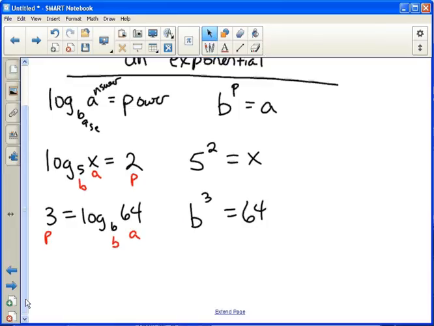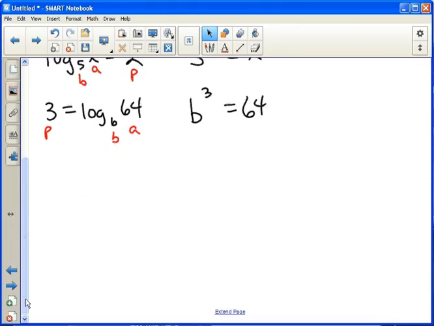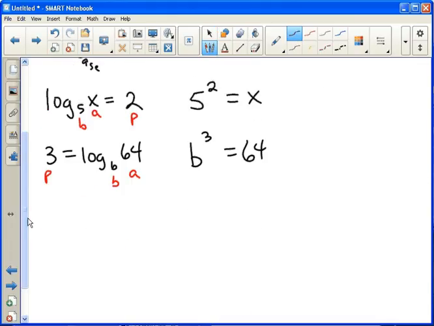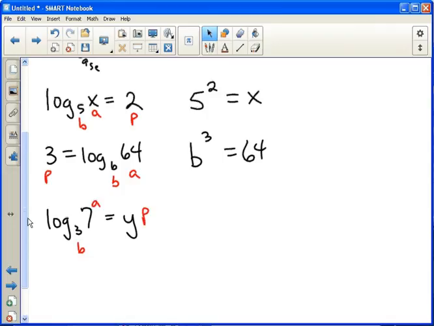So let's do one more example together. Then we're going to look at going the opposite direction. So let's say log base 3 of 7 equals y. Again, the 3 is your base, 7 is your answer, y is your power. So when I rewrite this as an exponential, I get 3 raised to the y equals 7.